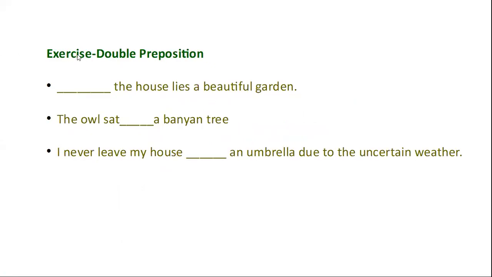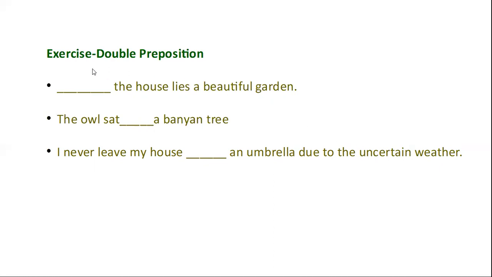Next, we are going to see exercise for double preposition. For example, dash the house lies a beautiful garden. The owl sat dash a banyan tree. I never leave my house dash an umbrella due to the uncertain weather.